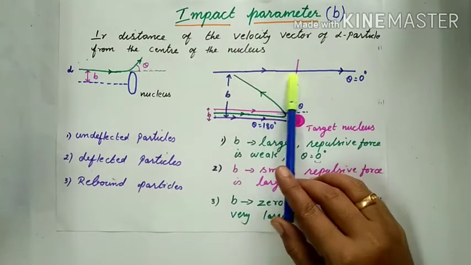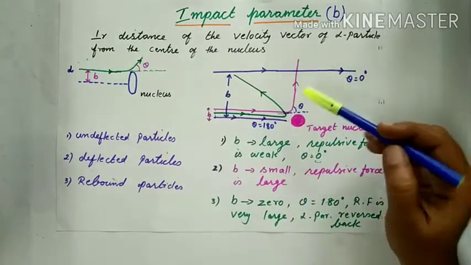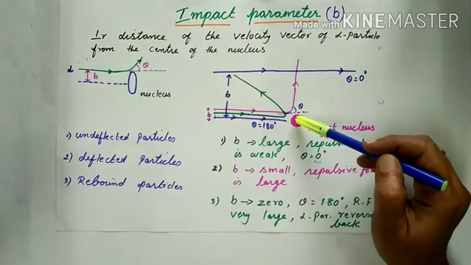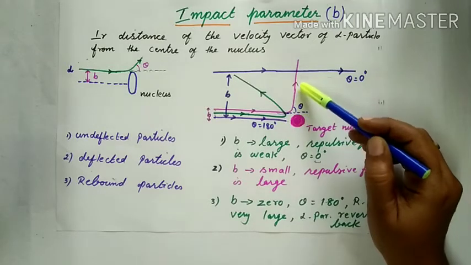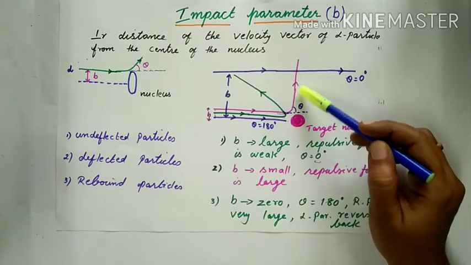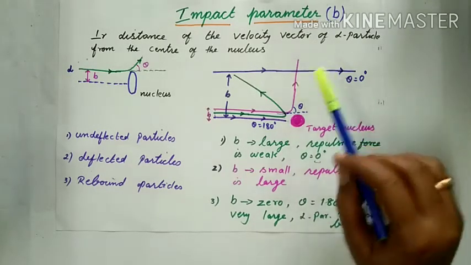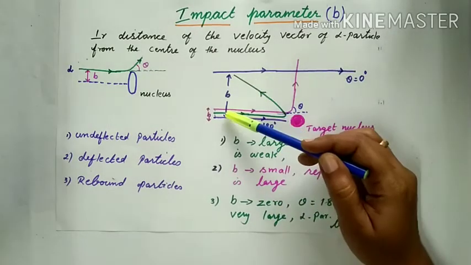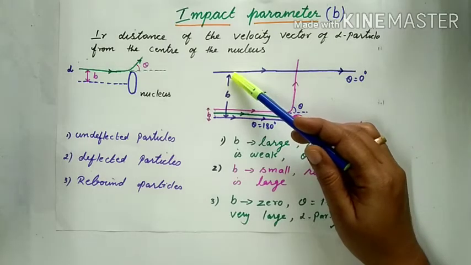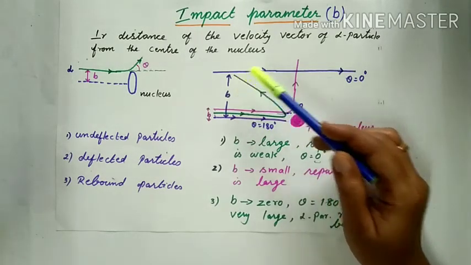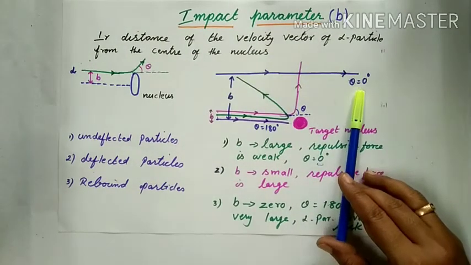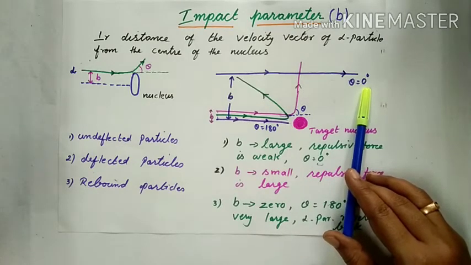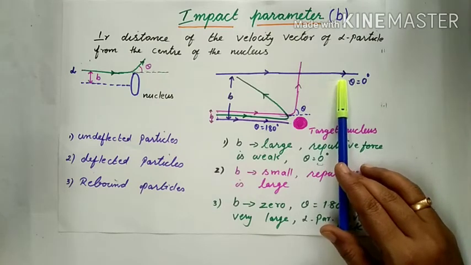Why is this particle undeflected? Because the repulsive force is weak, because the alpha particle is at a very large distance from the center of the nucleus. So the repulsive force is weak, so the particle is undeflected. So we can say that b is large. So when b is large, what is theta? That is the scattering angle, theta equal to 0 degree. So these are the undeflected particles.